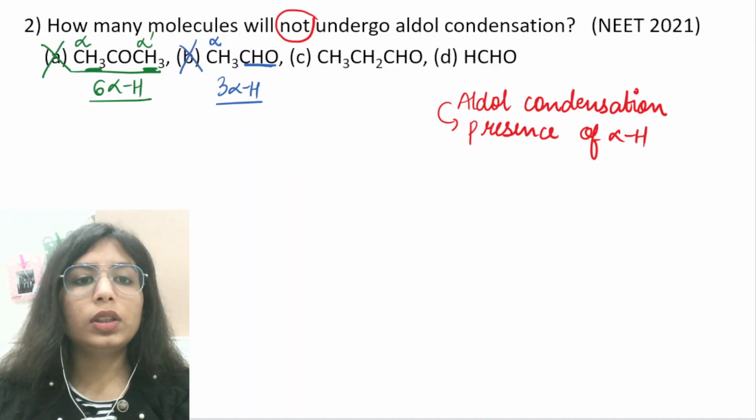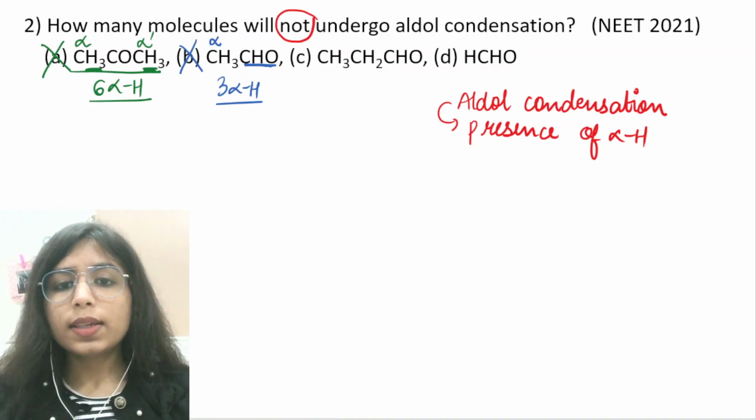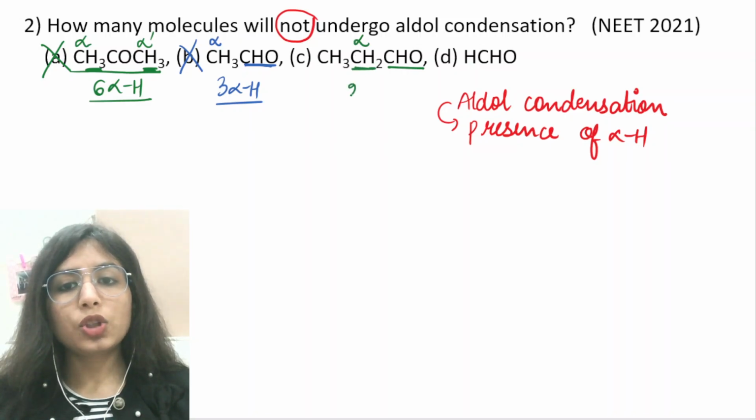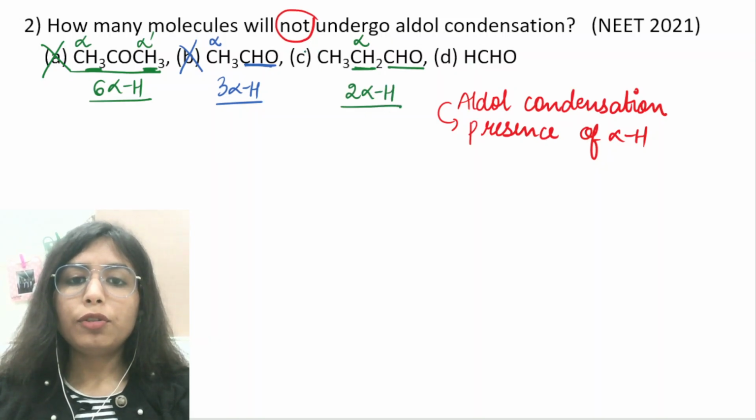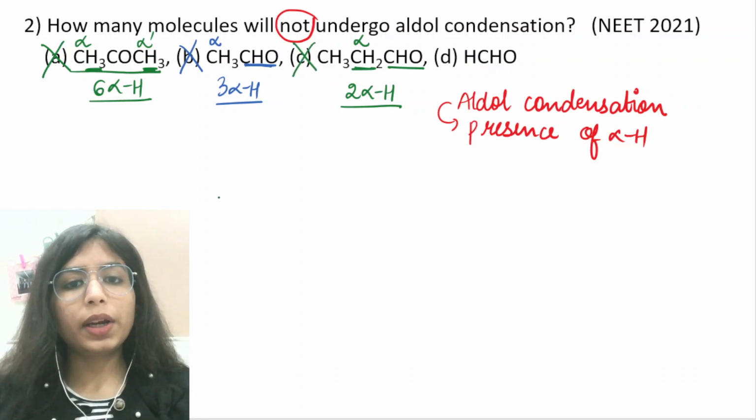Next, if I talk about the third option that is provided to us, it is saying CH3CH2CHO. So here this is your functional group and this is your alpha carbon. In the alpha carbon there are 2 hydrogens attached, so it means that 2 alpha hydrogens are attached, right? So therefore this will also undergo aldol condensation reaction and this would also be incorrect.